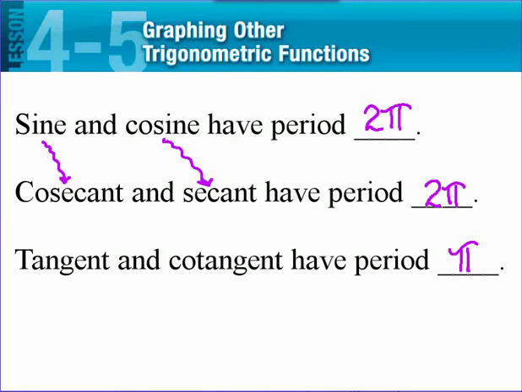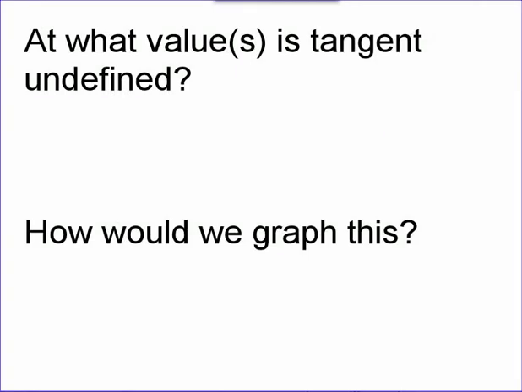So now, as I said, we're going to start by graphing tangents. With your pink sheets, I've got a question on the next page, and I want you to use your pink sheet to answer that. At what values is tangent undefined? So on your pink sheet, what do you see? Pi over 2, good. 3 pi over 2, good job. So we see that tangent is undefined at pi over 2 and 3 pi over 2.